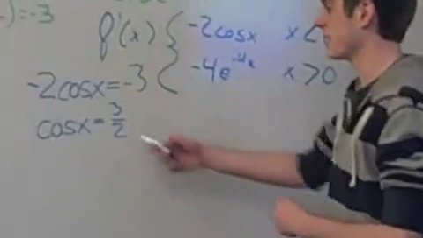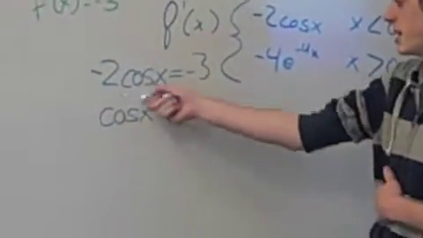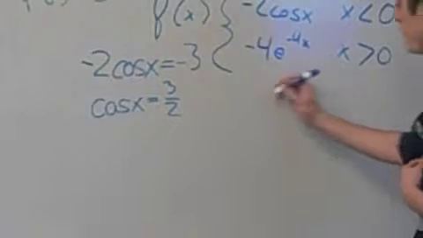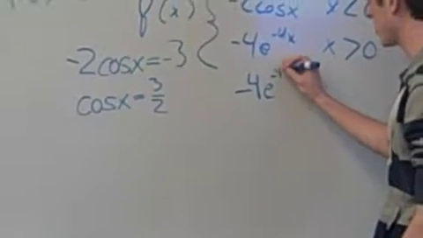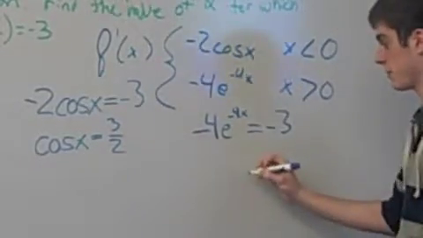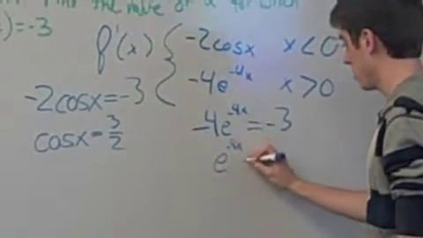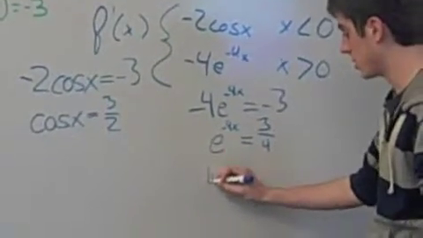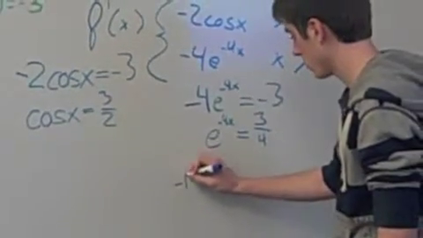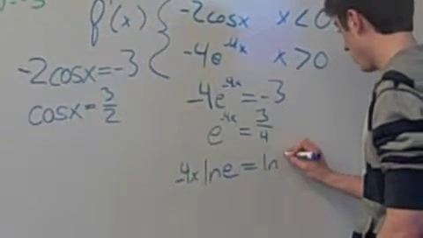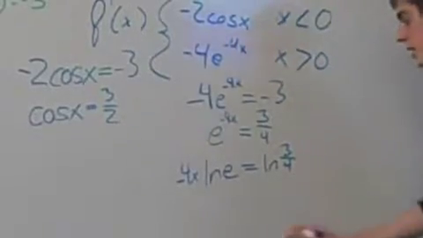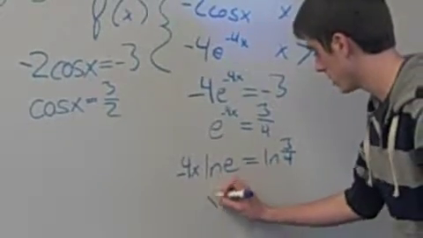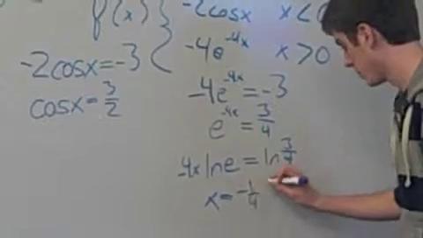Alright. So for this part, we set it equal to negative 3, divided each side by negative 2, and we realized that cosine x can't equal 3 halves. So let's try the other side. Negative 4 e to the negative 4x equals negative 3. Simplify, divide each side by negative 4. And to get x out of the exponent, take the ln of both sides. Then the ln of e equals 1. So all we have to do is divide by negative 4 on each side, and we have x equal to negative 1/4 ln.